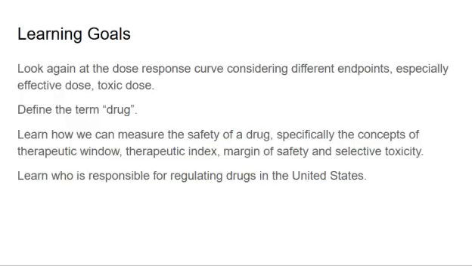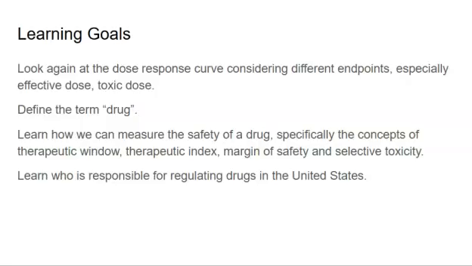Hey guys, this is Dr. L, and we're going to think a little bit about toxicology in the context of medications or drugs, also known as pharmaceutical agents. We're going to look at the dose-response curve, which is a really important concept in toxicology, considering some different endpoints, especially the endpoints of effective dose and toxic dose.